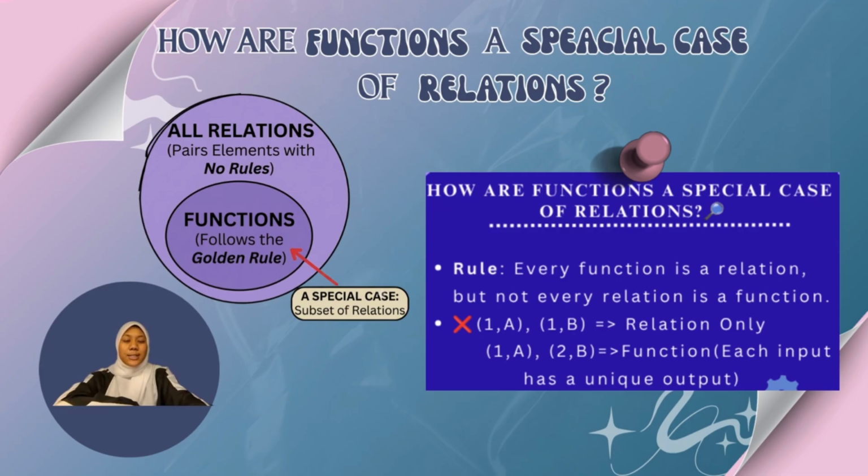How are functions a special case of relations? Think of relations as a huge circle. A relation just pairs numbers together with absolutely no rules. A function is a smaller, strict circle inside relations. To be a function, a relation must follow one golden rule. Each input can have exactly one output.